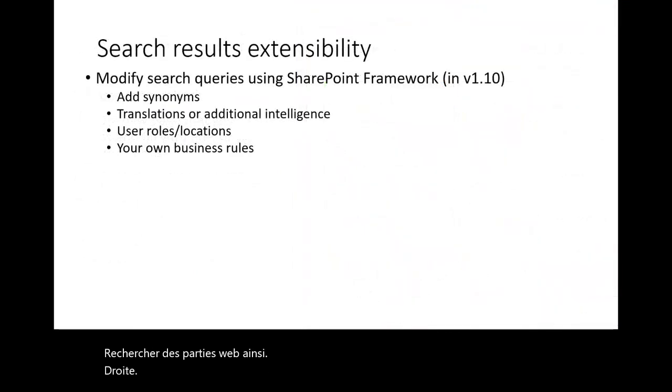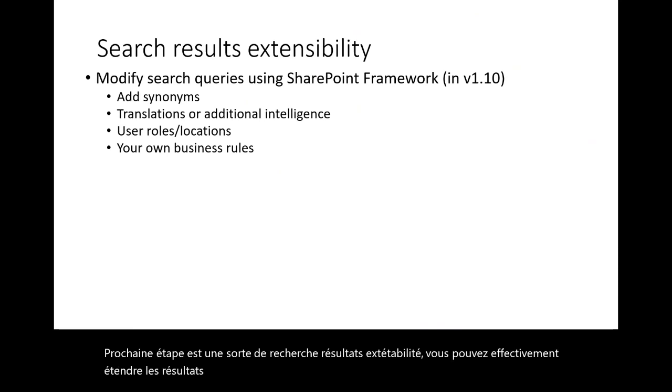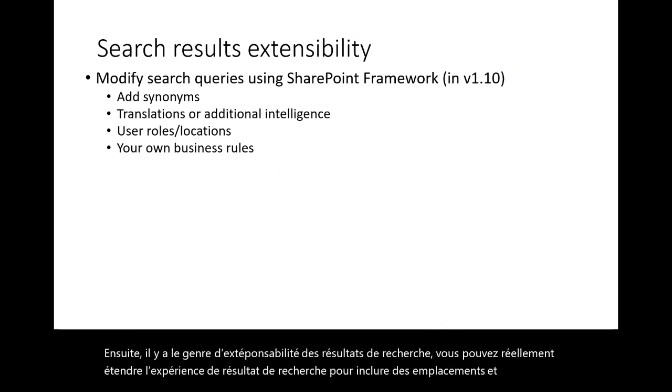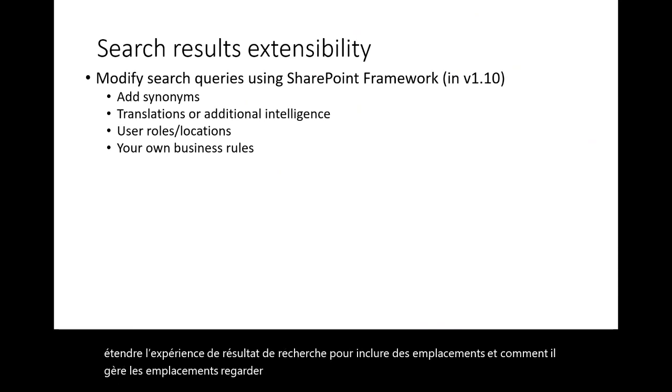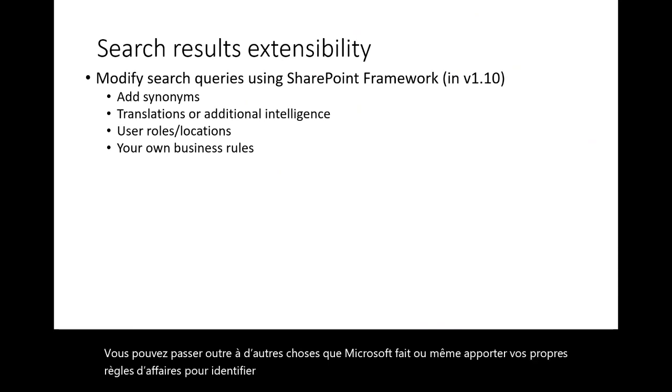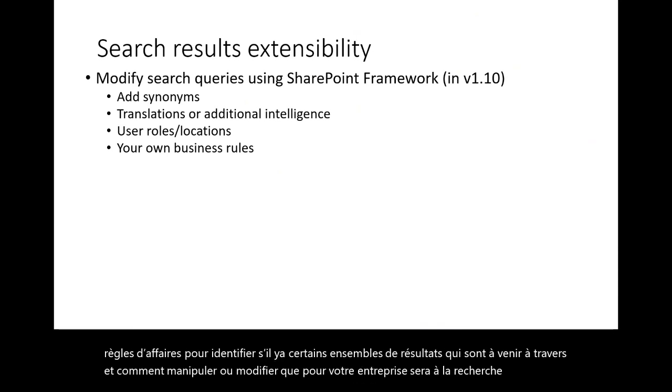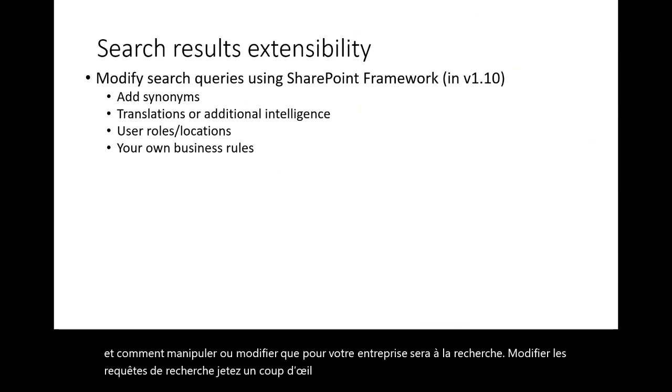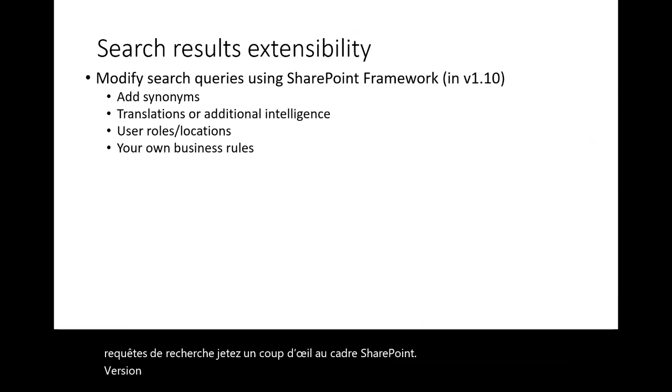Next up is kind of search results extensibility. You can actually extend the search results experience to include locations and how it handles locations. Look at synonyms and how it handles synonyms, translations as well. You can override some of the things that Microsoft is doing, or even bring your own business rules to identify if there's certain result sets that are coming through and how to manipulate or modify that for your business. If you're looking to modify search queries, have a look at the SharePoint framework. It's version 1.10 that came out, I believe, in January.